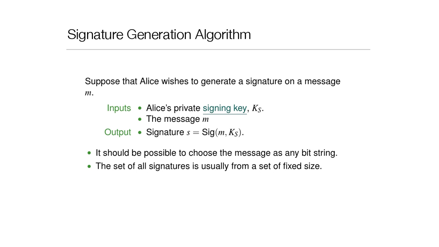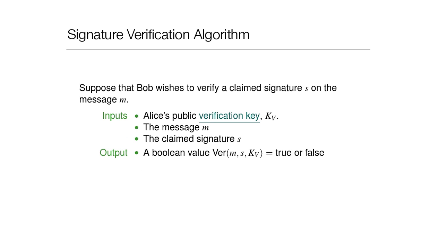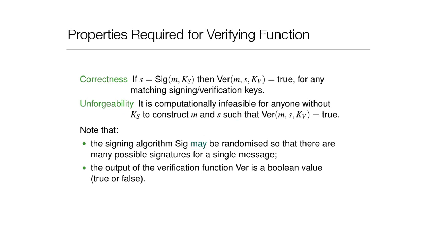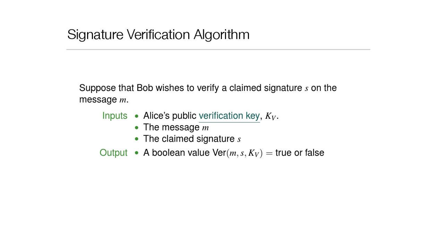And the signature verification algorithm. Suppose that Bob wishes to verify a claimed signature S on the message M. Inputs are the public verification key KV of Alice. Alice is the person who signs a document. So the verifier should get Alice's public key to verify the signature, and the message M and the claimed signature S.